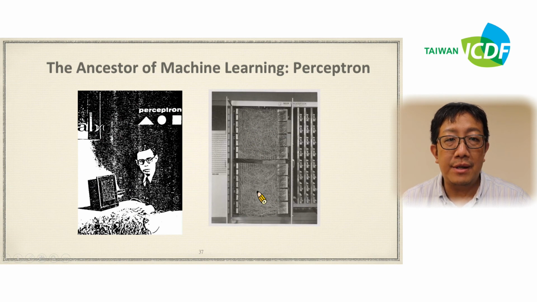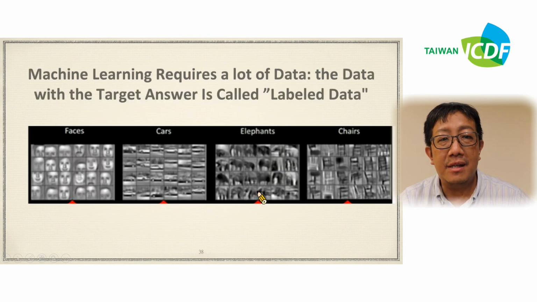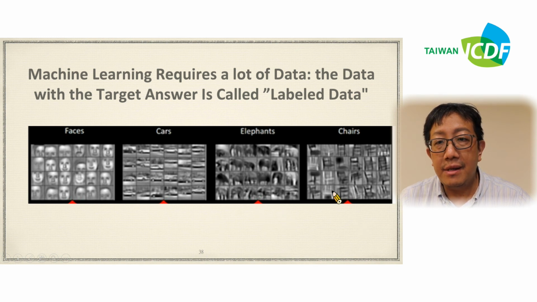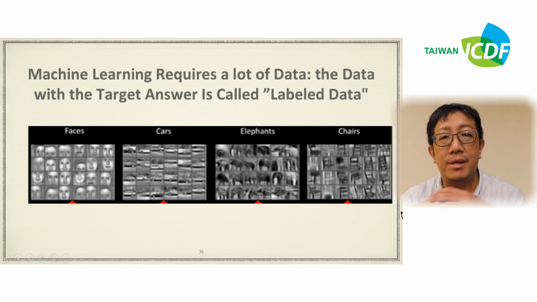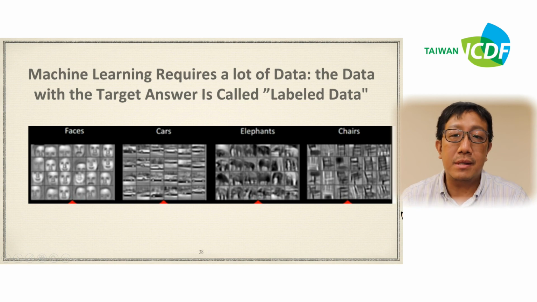This is an illustration of the ancestor of machine learning, the perceptron. Machine learning requires a lot of data. The data with the target answer is called labeled data. So you can see here, we have lots of faces, and they are all labeled with face. The car here, the elephant here, the chairs here, they were all fed into the machine to help it learn the labels.